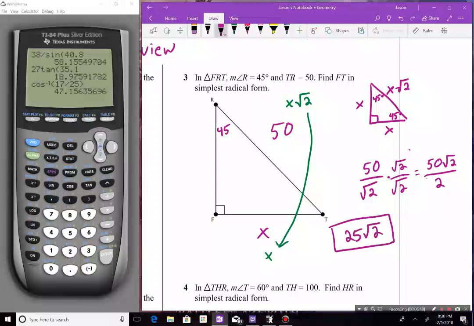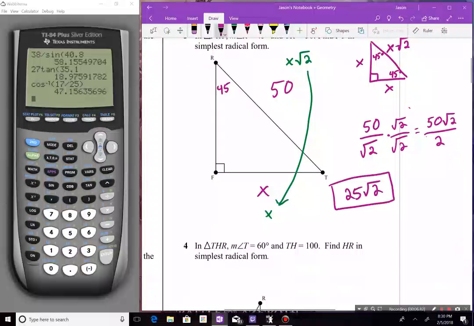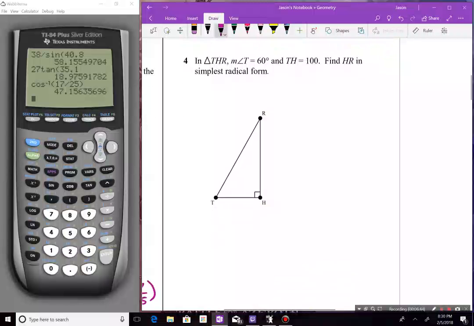Now, 45-45-90s are not the only special right triangles that you have. You can also have 30-60-90s. That's what this next one ends up showing. It tells us T is 60 degrees, TH is 100. We're wanting to find HR.